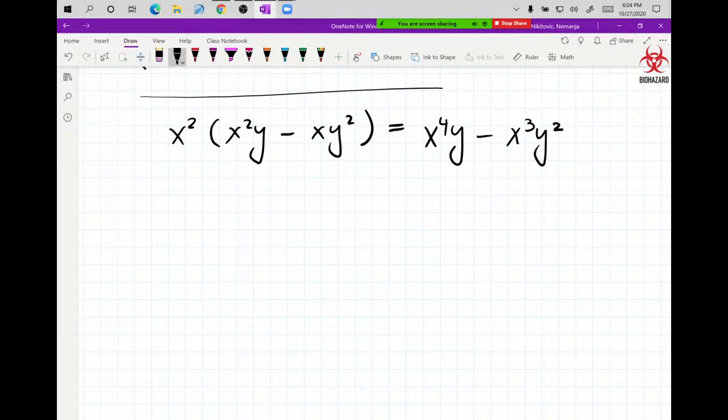X to the fourth, yes. So x to the fourth y, and that's when we multiply the first one, we see that x squared, so that's 2 plus 2 is equal to 4. And then next time around we have x squared times x, that's 2 plus 1 is 3, and we still have the y that adds to the end. So that would be the answer. Great.